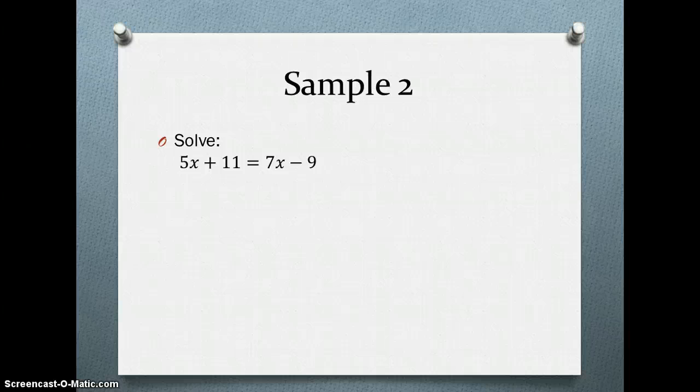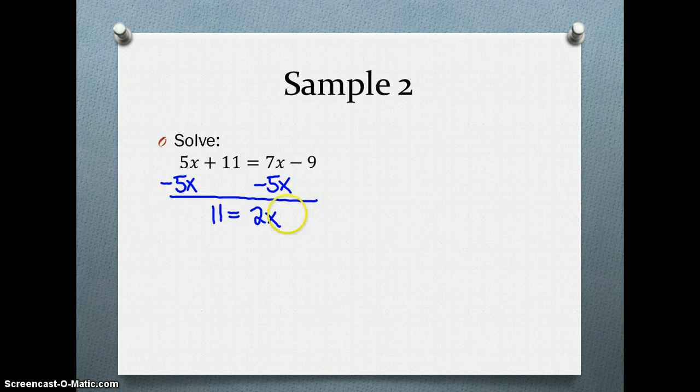Next example. We have variables on both sides of this equation. So the first thing I like to do is to get those variables together into one term. I'm going to work with taking the smaller one away from the bigger one. So I'm going to subtract 5x from both sides. That leaves the 5x minus 5x. Those are gone. And I'm left with 11 is equal to 7x minus 5x is 2x. And we still have the minus 9.